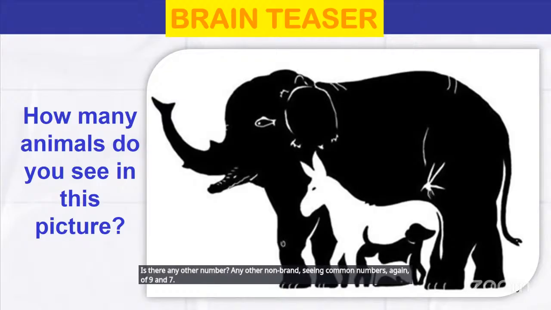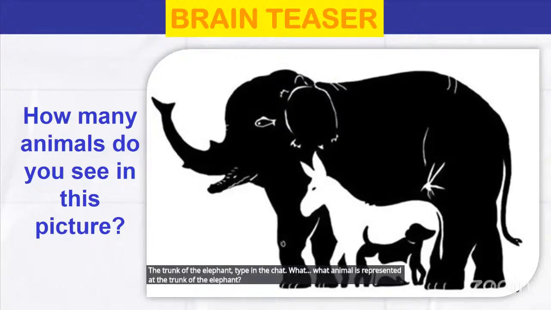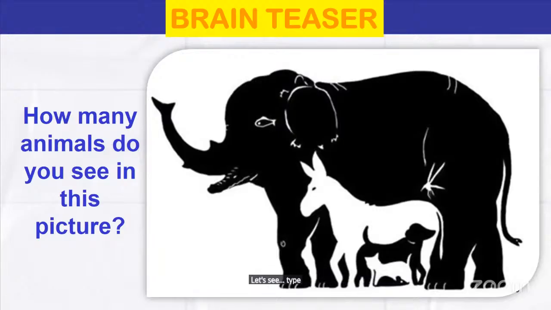Any other amount? All right, in the interest of time, we are going to look at how many animals, and let's see if we could point out a few of them, and you let me know if you agree. What's the trunk? The trunk of the elephant. Type in the chat. What animal is represented at the trunk of the elephant? Which animal do you see at the trunk of the elephant? A shark. All right, good. What about the mouth part of the elephant below the trunk?